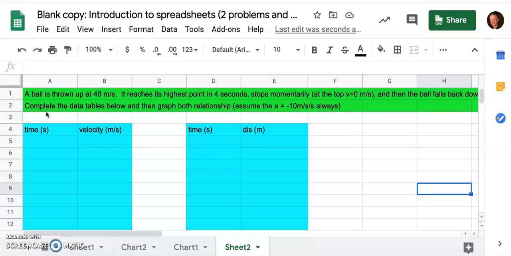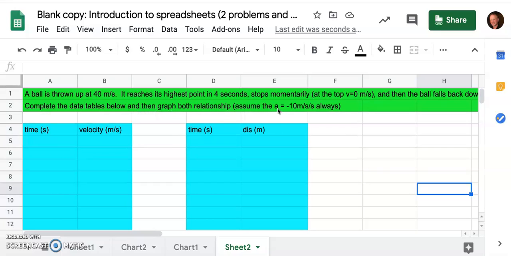Okay, this problem says a ball is thrown up at 40 meters per second. So now we have an initial velocity. It's thrown up vertically. It reaches its highest point in 4 seconds, then stops momentarily because at that instant at the top, the velocity is 0. And then the ball falls back down. You're going to complete the data tables below and then graph both relationships.